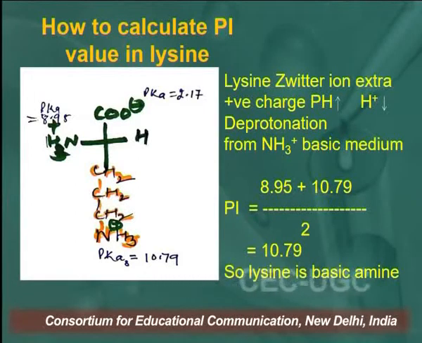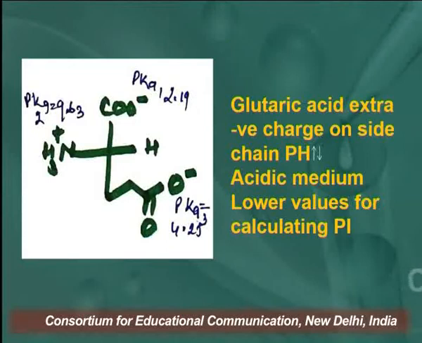So in that case the Zwitter ion has an extra positive charge, because if the pH increases, the H+ decreases, and deprotonation takes place from the ammonium ion in the basic medium. So in that case you have to calculate the isoelectric point of both pKa values, which are greater: 8.95 plus 10.79. So lysine is basic in nature because we are getting 10.79. It means that lysine is basic in nature.